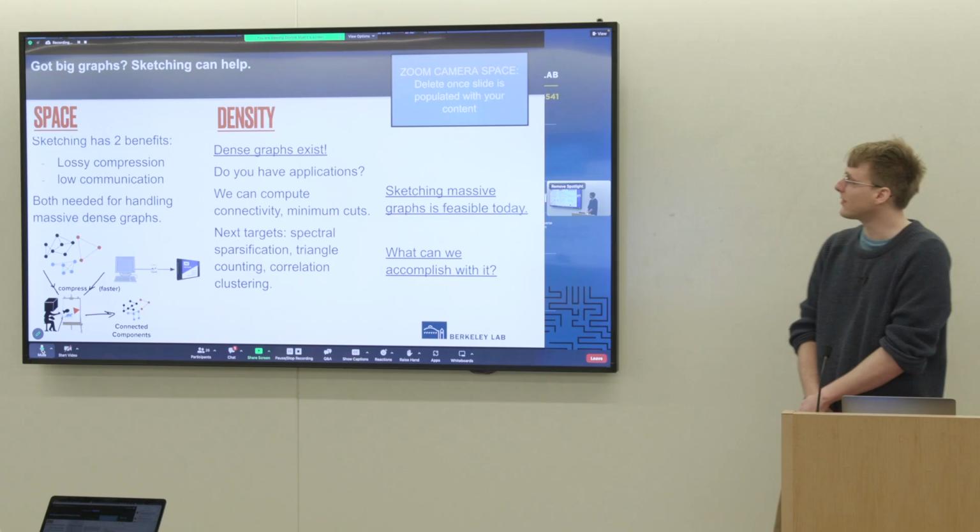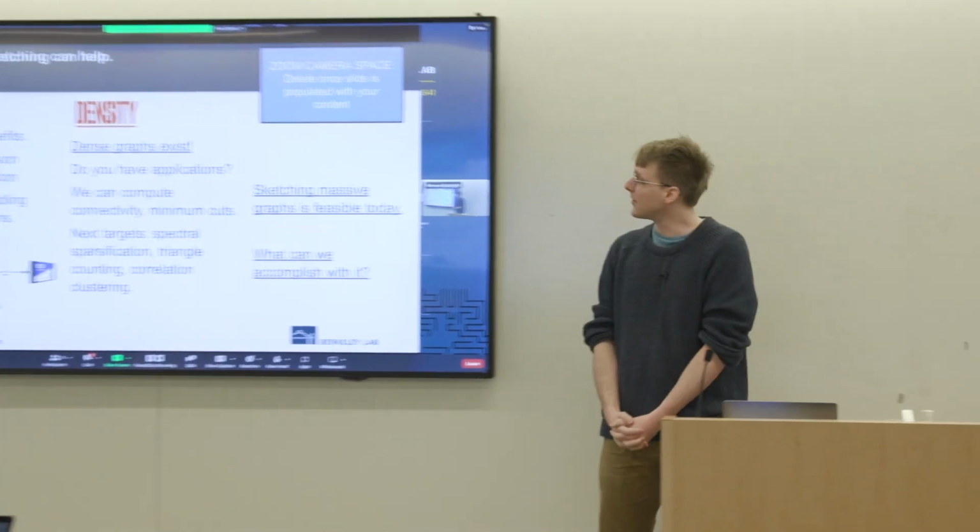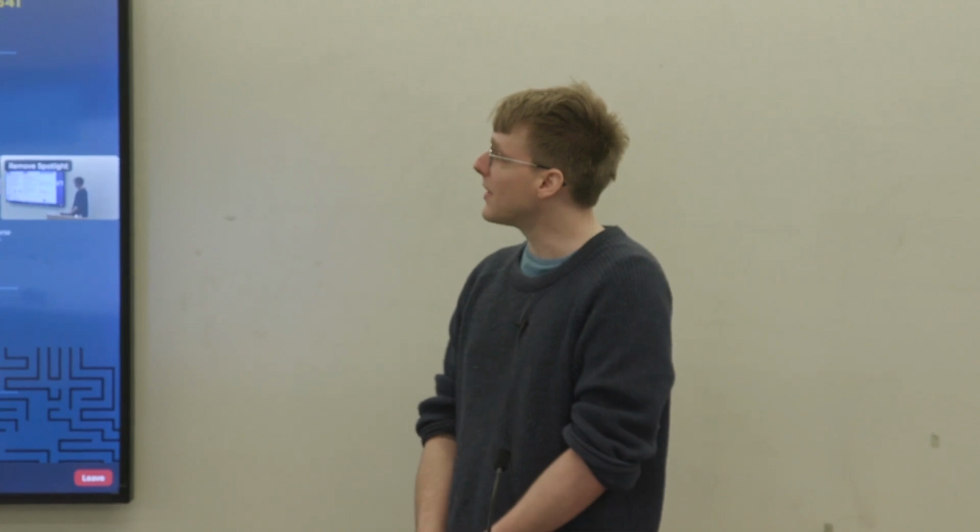So I have a couple takeaways I'd like to leave you with. The first is these sketching techniques have two benefits. First, this lossy compression idea that we throw out graph information and we can still get the answer if we're careful. And the second is that we can use them to get low communication. And we need both of these things working well to handle massive dense graphs. And the second takeaway I'd like to leave you with is that these dense graphs do indeed exist.